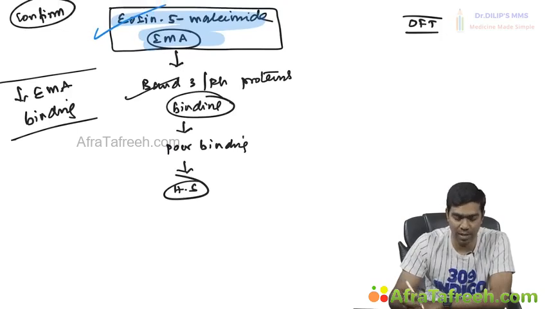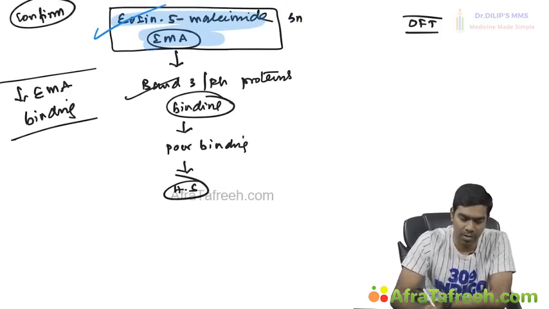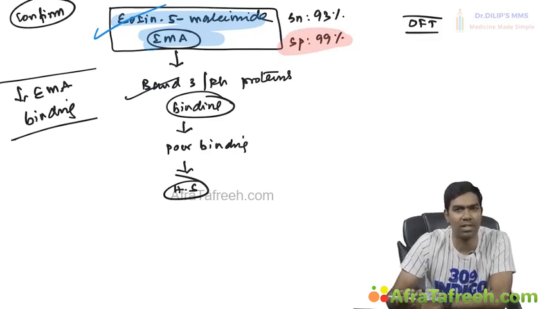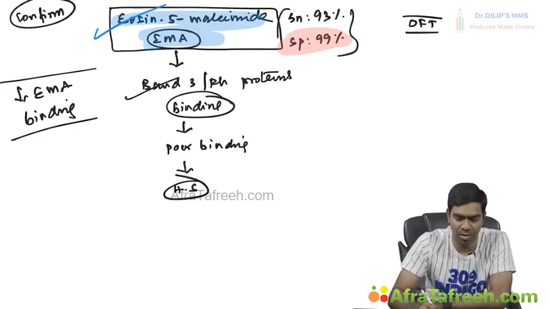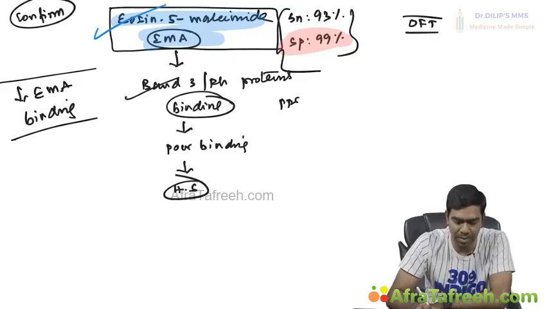And what are the advantages of EMA? Why is it so highly regarded nowadays? Because the sensitivity of the test is very high, approximately 93%, and the specificity is again very high, approximately 99%, compared to OFT, which has very poor specificity and sensitivity. Even though OFT is traditionally regarded as one of the important tests, it has very poor sensitivity and specificity, while EMA has extraordinarily high sensitivity and specificity.